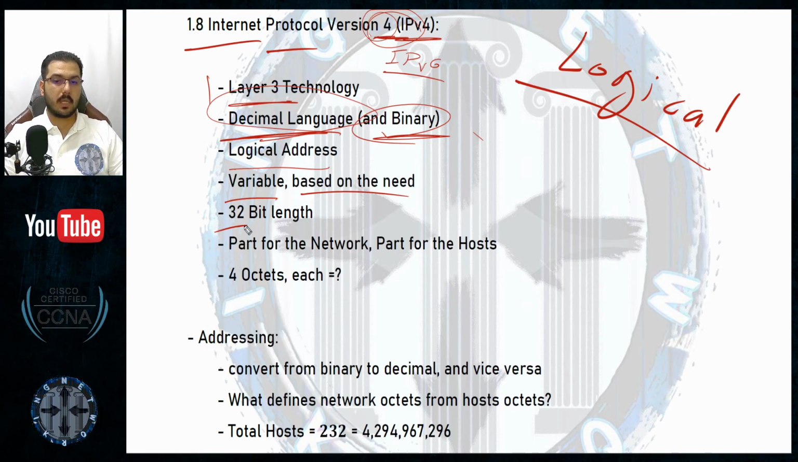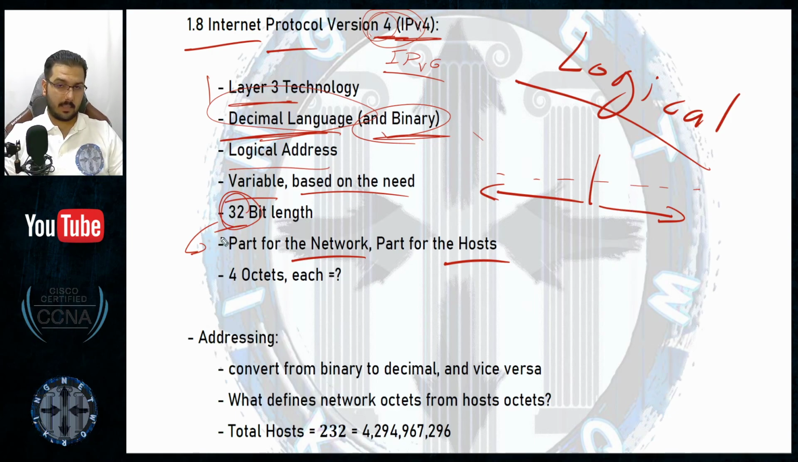And these 32 bits of length are divided into two parts, not two halves, no, two parts. One part is called the network part, and the other part is called the host part. So now things are different, because in the MAC address I had an address that was divided into two halves, a half for the company, the other half for the host, for the product, and we are done.